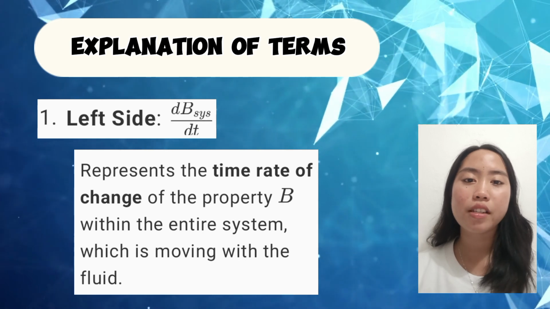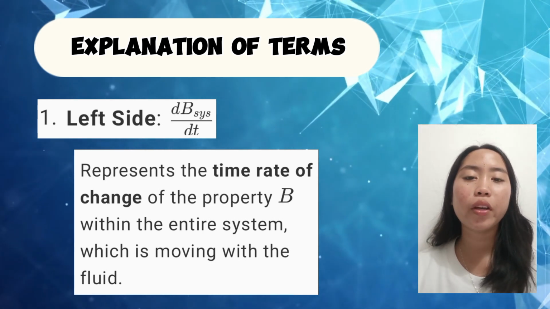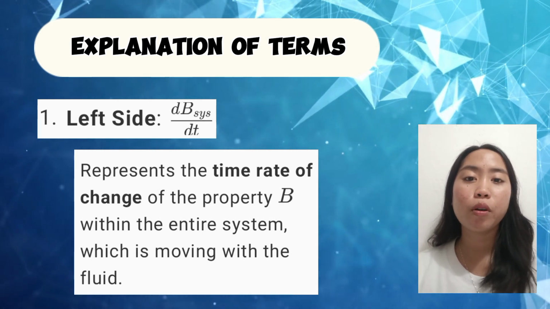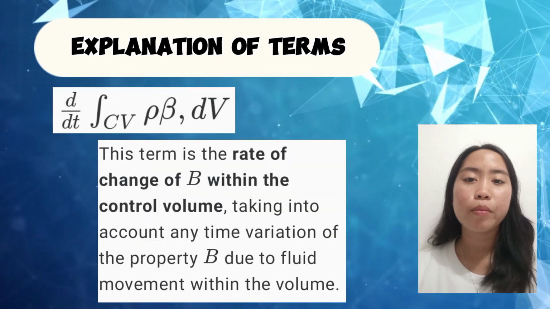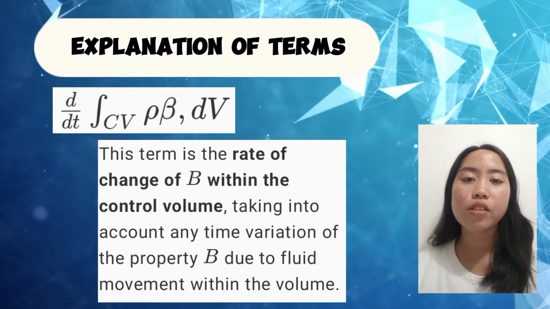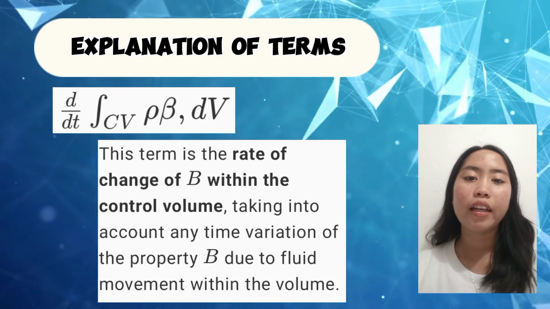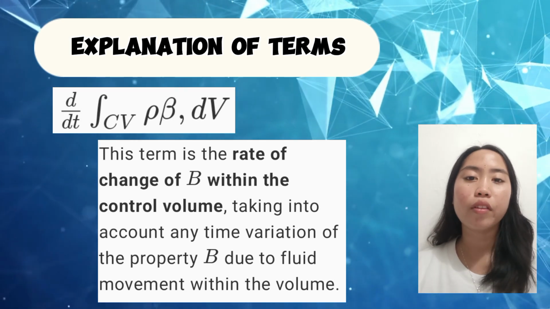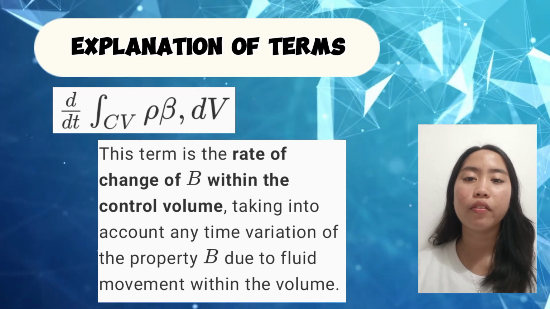The left side represents the time rate of change of the property within the entire system, which is moving with the fluid. The first term on the right side is the rate of change of the property within the control volume, taking into account any time variation of the property due to fluid movement within the volume.